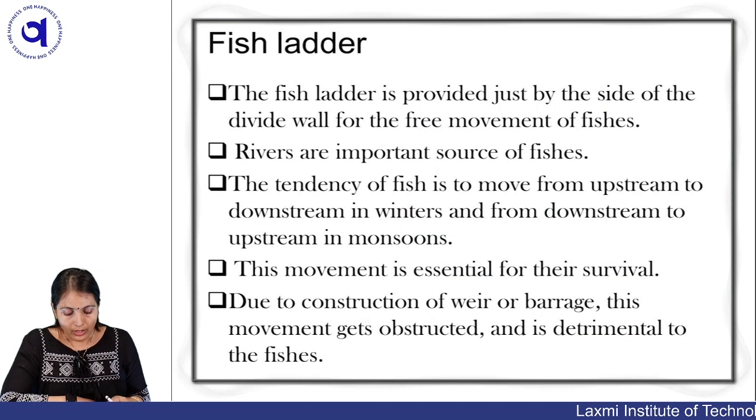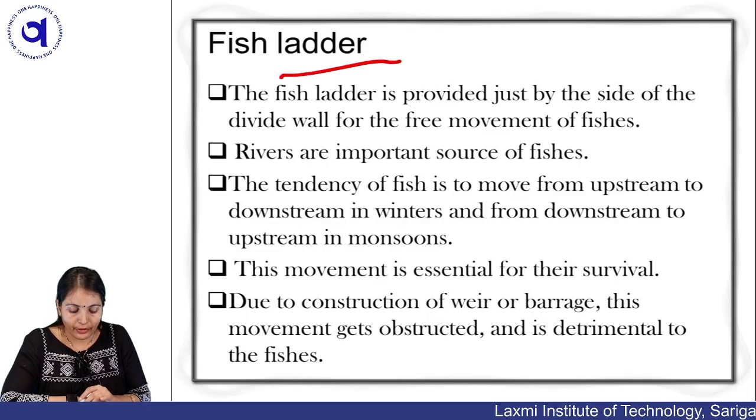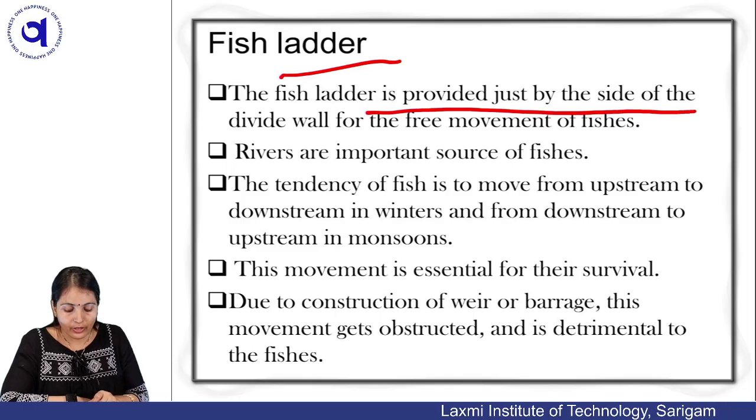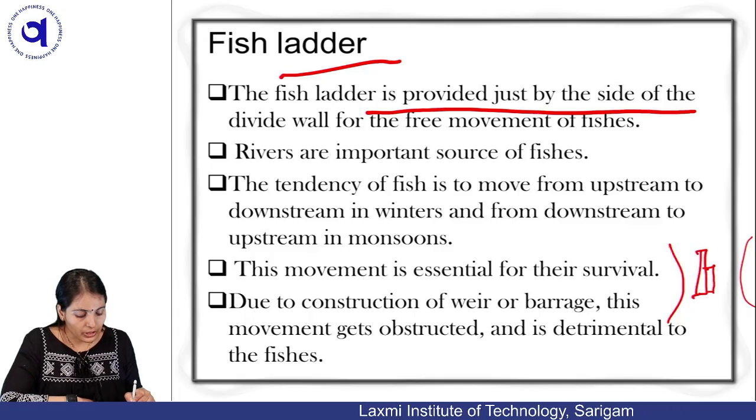Okay. Now a very important term, fish ladder. I discussed it briefly. The fish ladder is provided just by the side of the divide wall. This is the divide wall, and this is the fish ladder provided. This is your weir, and this is your undersluices portion and canal head regulator over this area.